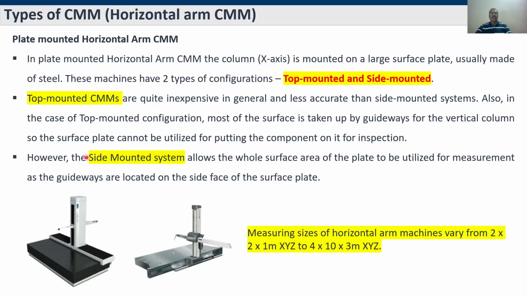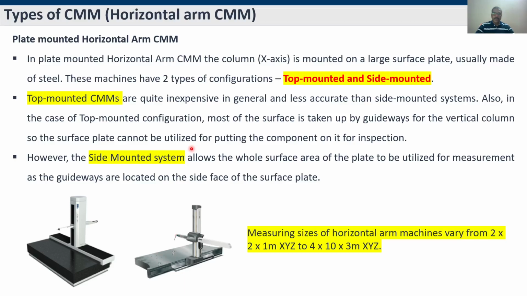However, the side mounted system allows the whole surface to be used for measurement. Why? Because this setup is kept on the sideways. Sideways will be on both sides, either here or on the other side. According to your need, you can keep the component and place the measuring setup here, so in this axis it can move, or keep it on the other side and move. Closely, you can see there is a probe, a horizontal probe only. That's why this is the horizontal arm type. The probe is horizontal only.